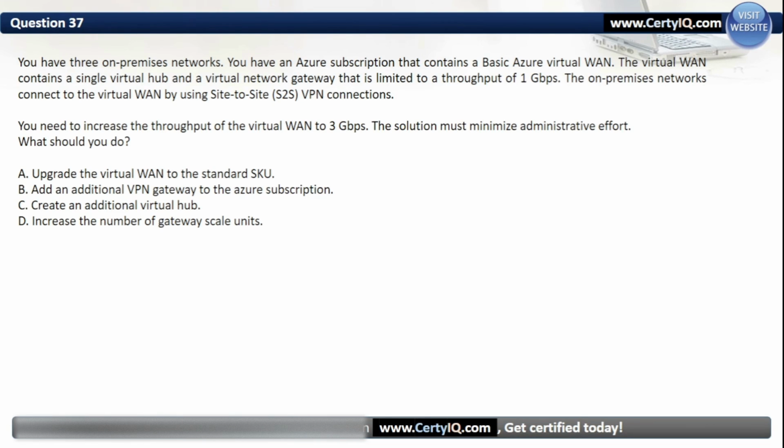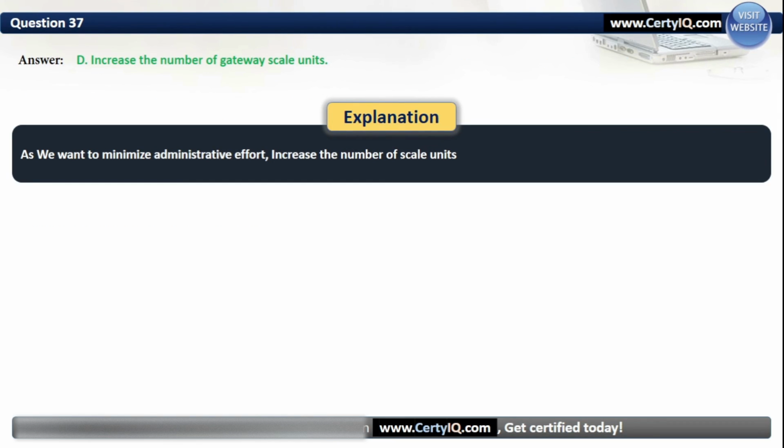What should you do? Our options are A. Upgrade the virtual WAN to the standard SKU, B. Add an additional VPN gateway to the Azure subscription, C. Create an additional virtual hub, or D. Increase the number of gateway scale units. The correct option is D, increase the number of gateway scale units. As we want to minimize administrative effort, increase the number of scale units.